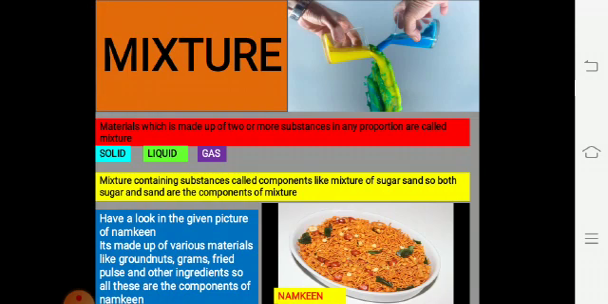Next, have a look at the given picture of namkeen. It's made up of various materials like groundnuts, mungfali, grams, chane ki dal, fried pulses and other ingredients like some spices, some oil. So all these are the components of namkeen, or you can say the constituents of namkeen. Have a look at the picture.